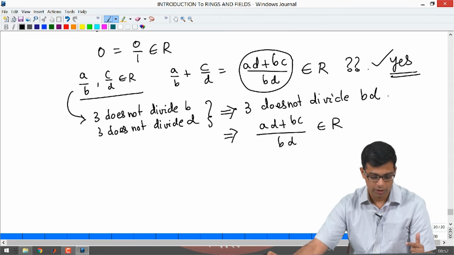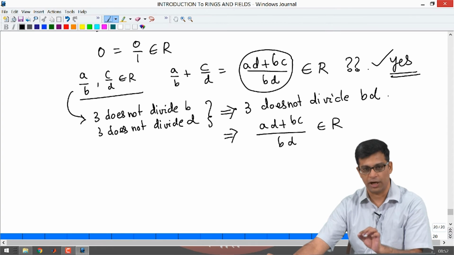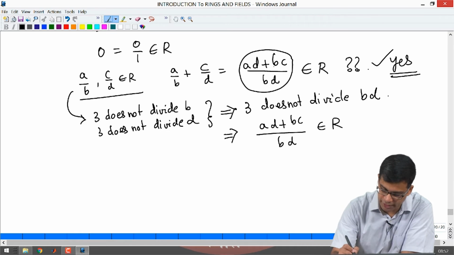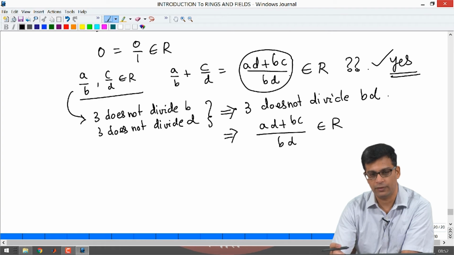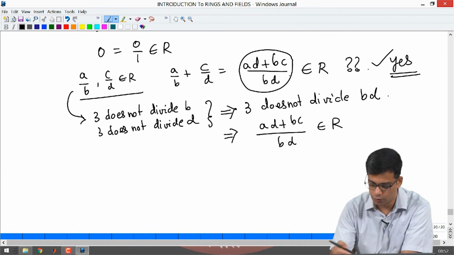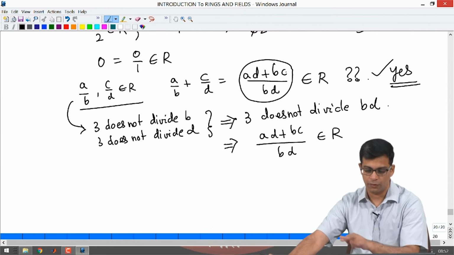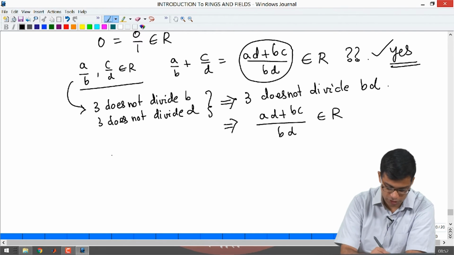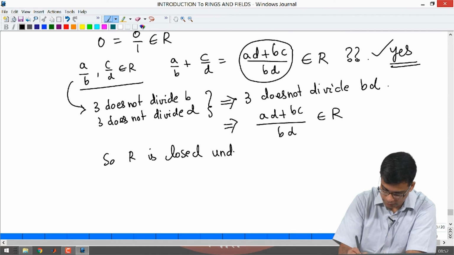Okay, just to recap again, 3 does not divide B and D. So, 3 does not divide the product BD, here 3 is a prime is used, and after cancelling common factors of this quotient (AD plus BC) by BD, whatever is a new denominator being a factor of BD will continue to be not divisible by 3. Okay, so, this is not a multiple of 3. So, A by B plus C by D is in R, that is good. So, R is closed under addition.